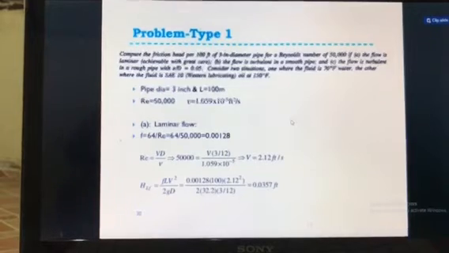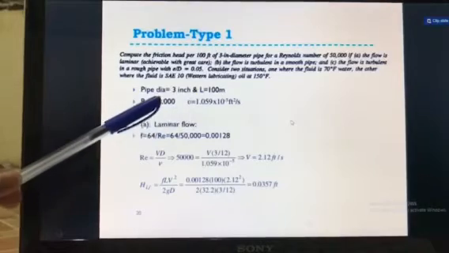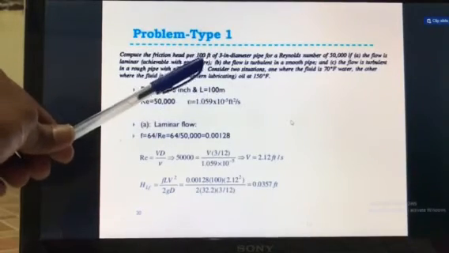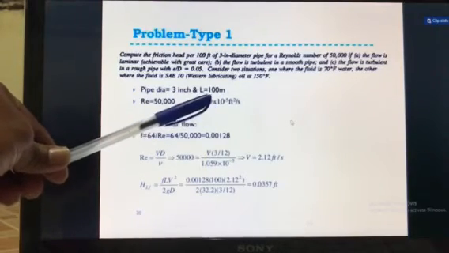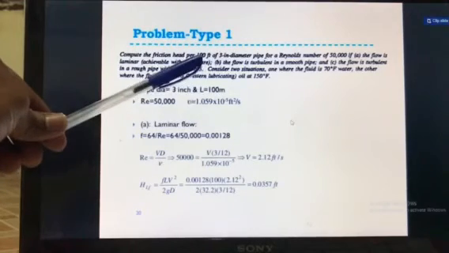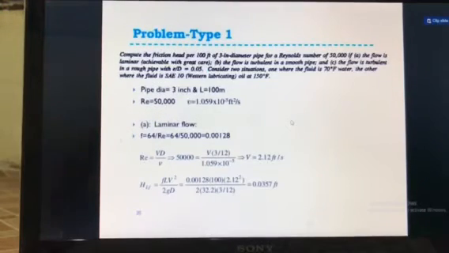Next one is this. First read the example. Compute the friction head per 100 foot of 3 inch diameter pipe for a Reynolds number of 50,000. Here the pipe diameter is given as 3 inch, and the length is given as 100 foot. Actually it should be foot, but by mistake it shows meter.